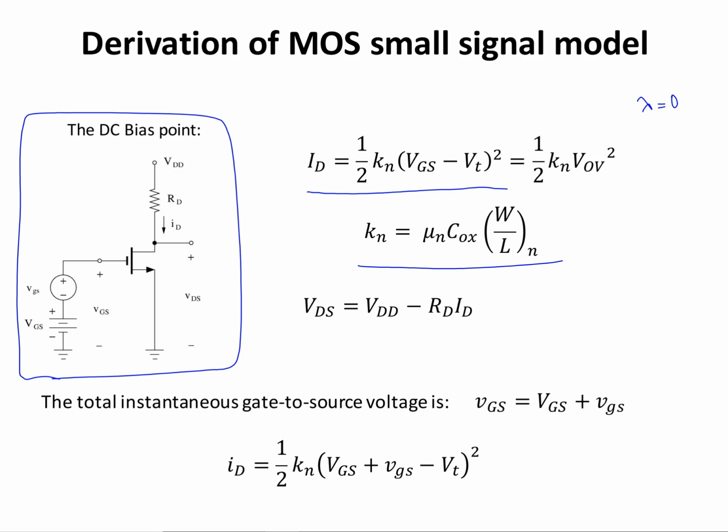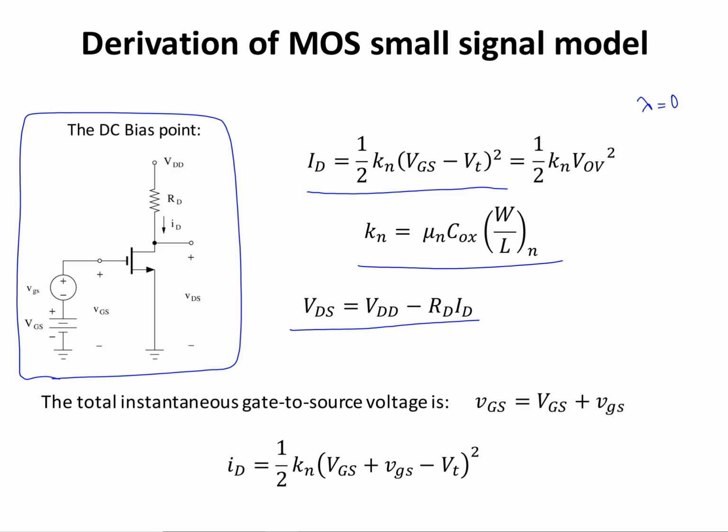And from the KVL in the drain to source loop, I have VDS equals VDD minus RD times ID. So far, these are the equations when I don't have any AC signal applied to the gate of my transistor. Everything is DC up to here.